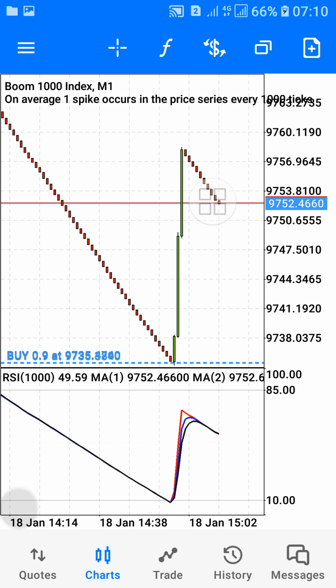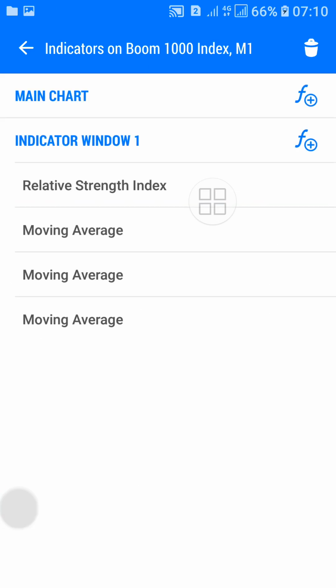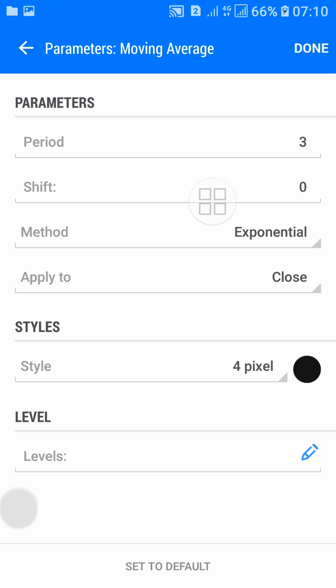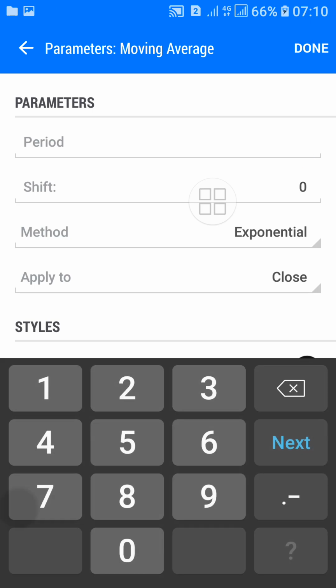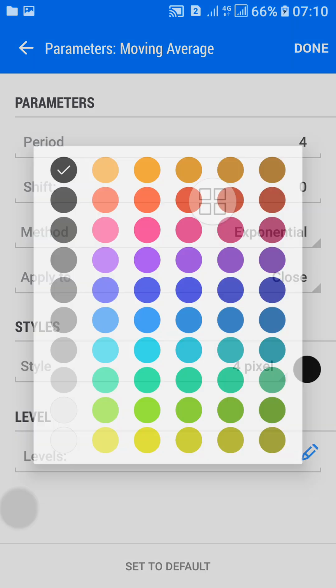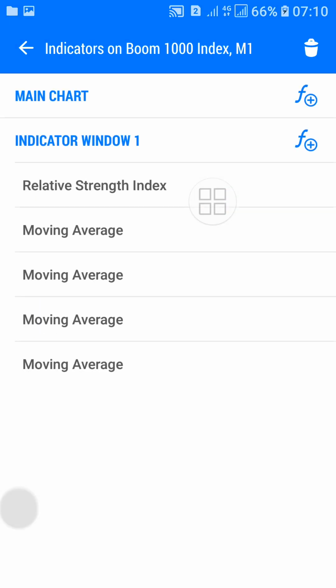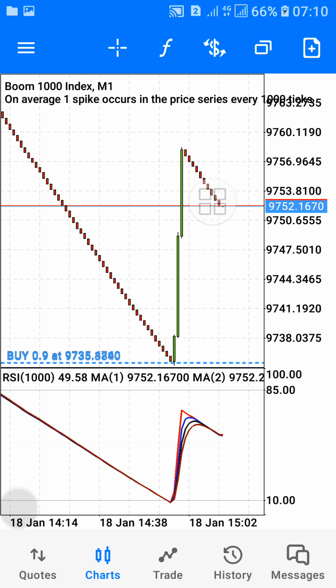The next indicator I'll be adding here is still the Relative Strength Index, and this time the period will be 4, with the same information, and you change the color. I'm using brown here. Let me use brown, okay. I'm done with this, though my setting is not complete.